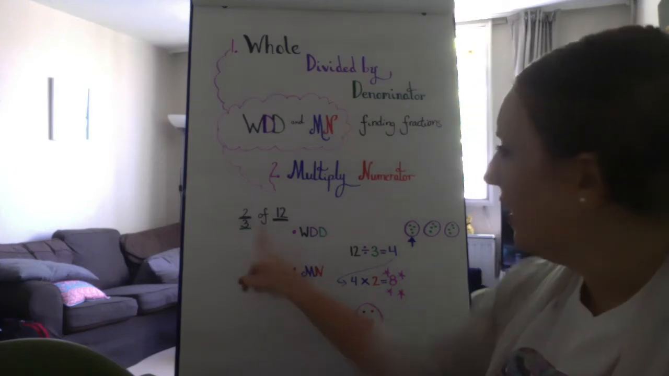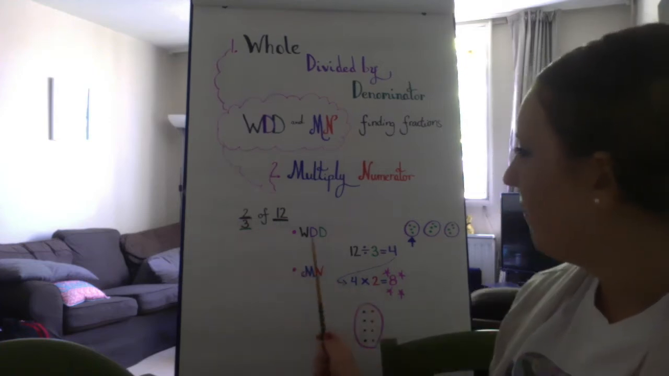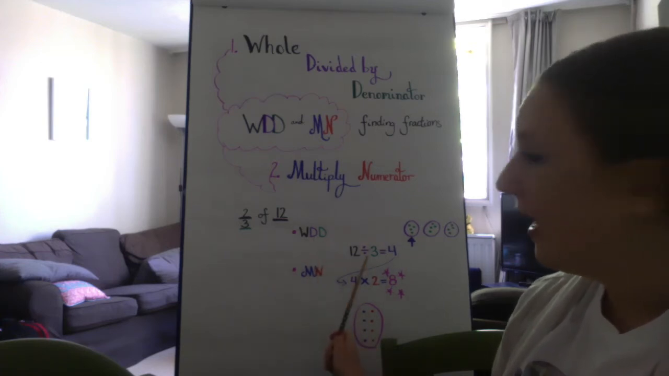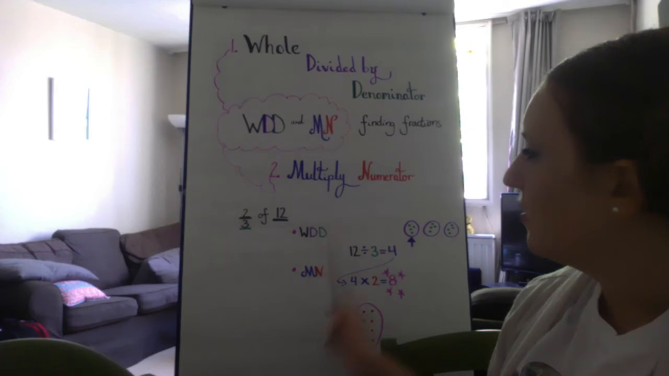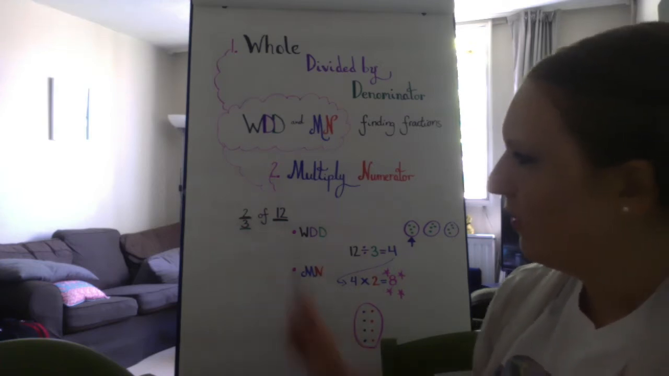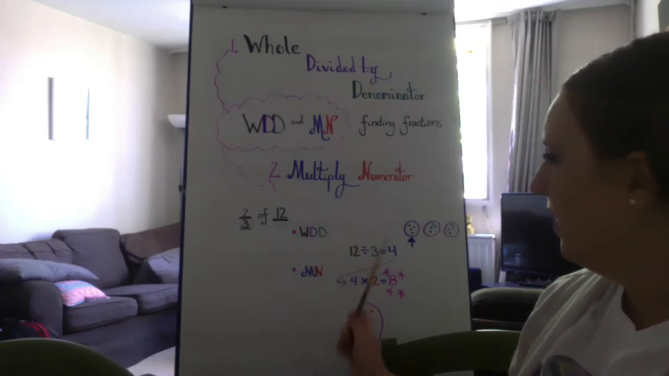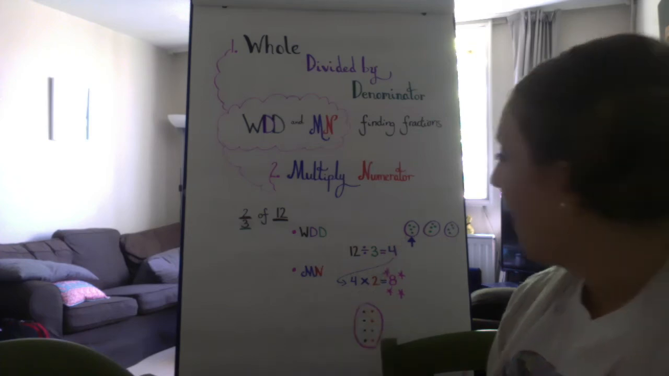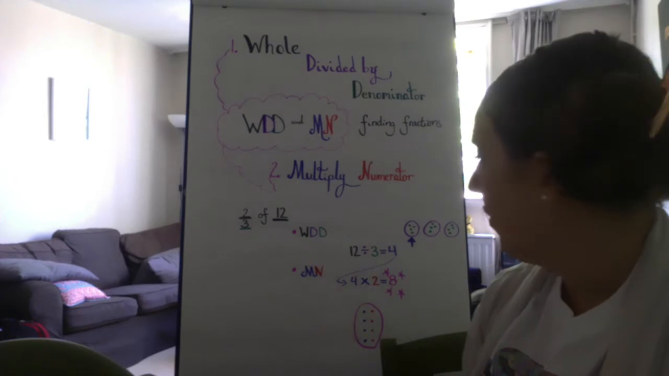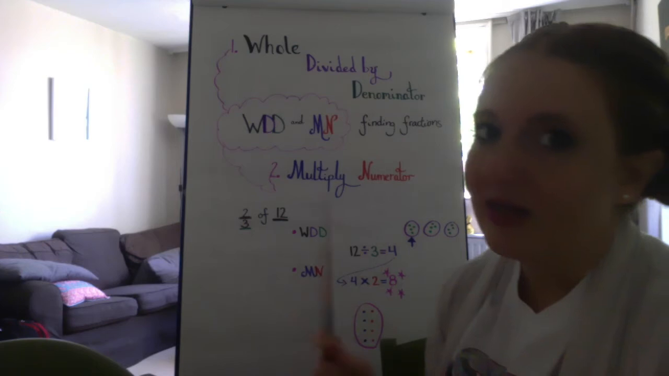We have an example here, 2/3 of 12. WDD, whole divided by denominator. My whole is 12, which is going to be divided by my denominator. Is my denominator 2 or 3? My denominator is 3. So 12 divided by 3 is equal to 4. You could either use your maths facts, or you could do your inverse, 4 times 3 is equal to 12.